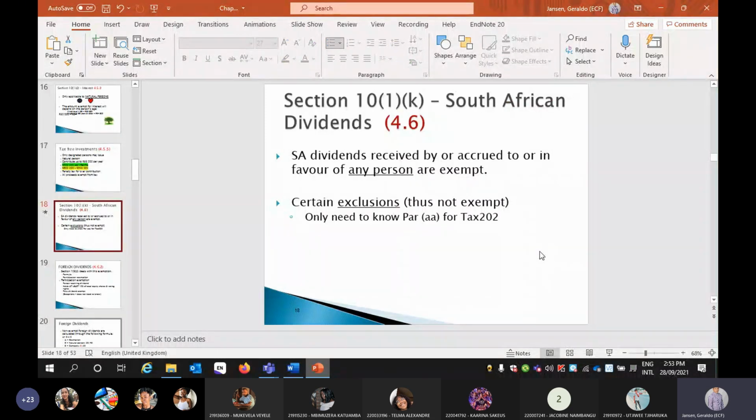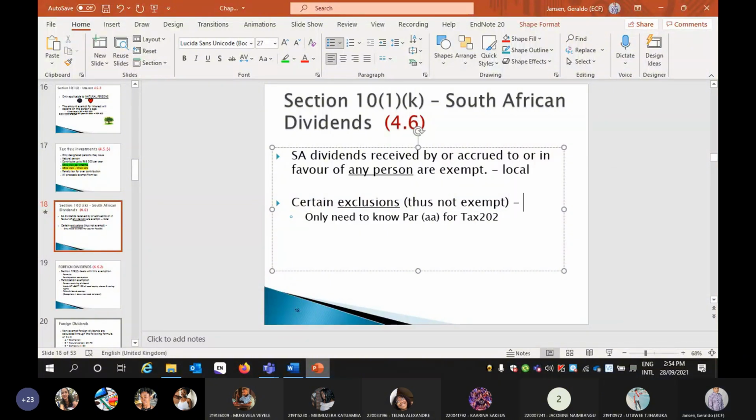Section 10(1)(k), South African dividends. Remember, in terms of special inclusions, you must include it in gross income. South African dividends, and then we will exempt it in terms of section 10(1)(k). South African dividends received by or accrued to or in favor of any person are exempt. Now, guys, we have two types of dividends. The one is called local, and the other one is called foreign dividends. There might be certain exclusions where you cannot exempt it. However, for you guys this semester, just know that all local dividends will be exempted. And you can read on these exclusions in paragraph AA in your prescribed textbook.